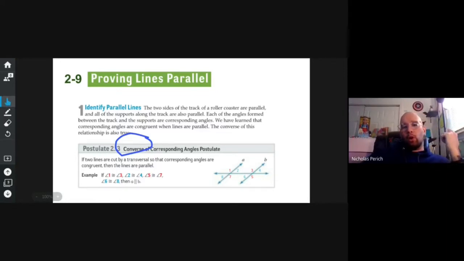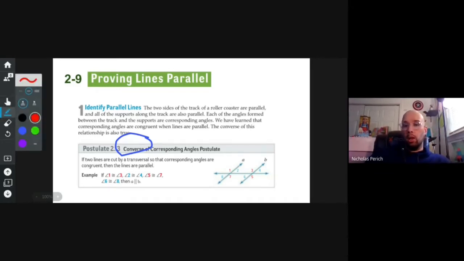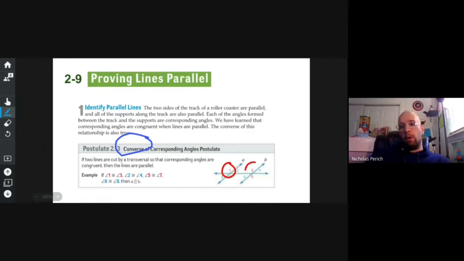So the converse of the corresponding angles postulate says, look, if you have corresponding angles that are congruent, like that one and that one, then the lines are parallel. Before, we were told if they're parallel, then corresponding angles are congruent. Now we're told if corresponding angles are congruent, then these lines are parallel. It's the converse. It's the backwards.